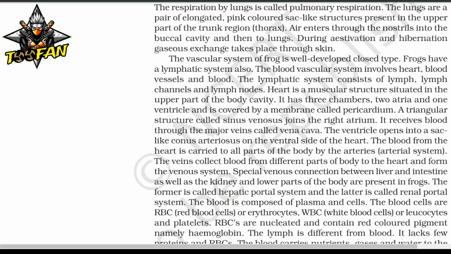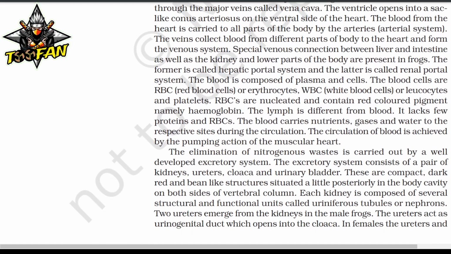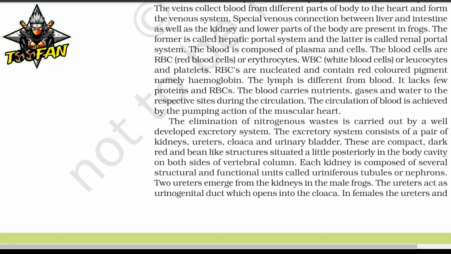The blood is composed of plasma and cells. Blood cells are RBC or erythrocytes, WBC or leukocytes, and platelets. RBCs are nucleated and contain a red colored pigment named hemoglobin. The lymph is different from blood. It lacks a few proteins and RBCs. The blood carries nutrients, gases and water to the respective sites during the circulation. The circulation of blood is achieved by the pumping action of the muscular heart.